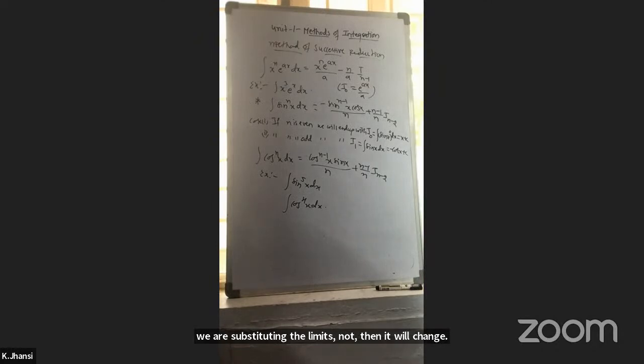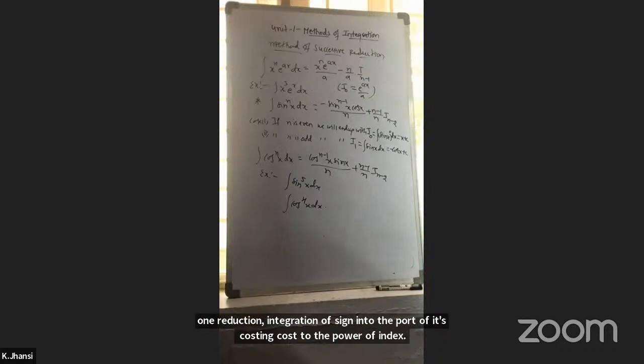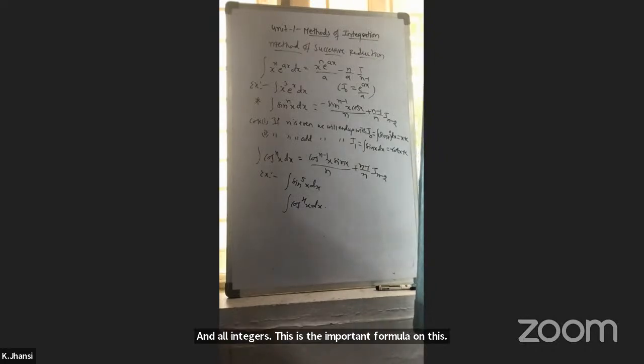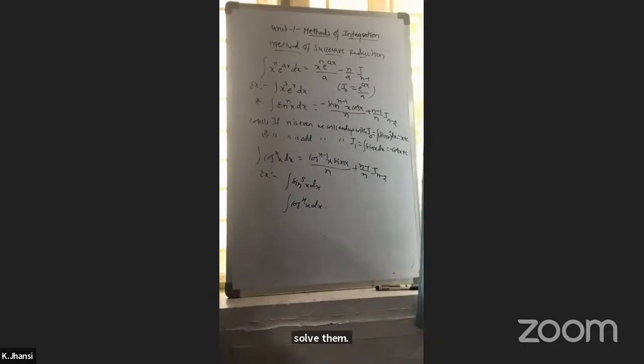Page number 33, third one, reduction formula for integration of sine to the power of m x cos to the power of n x dx, where m, n are greater than or equal to 2 and are integers. This is the important formula. On this also you have problems in your textbook and MBQ. So try to solve them. These problems also you will get for the 10 marks question.